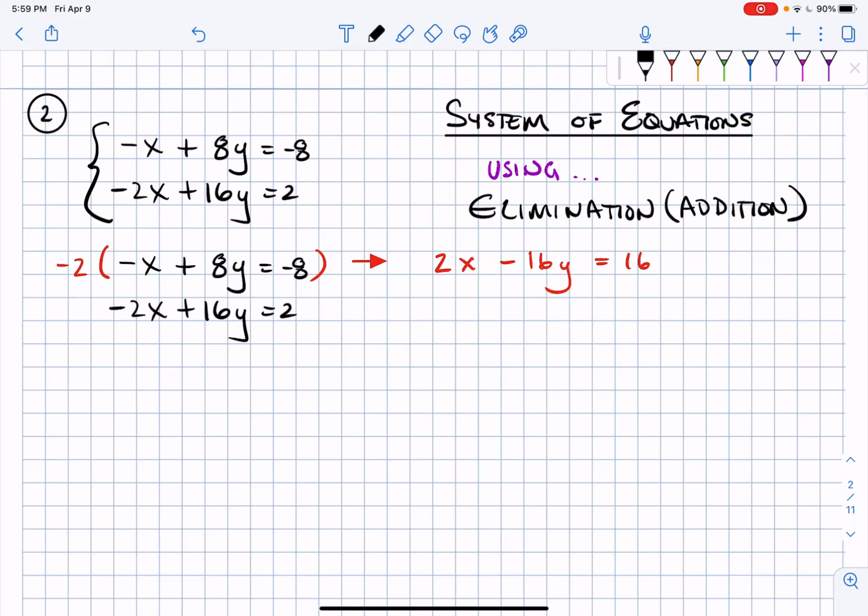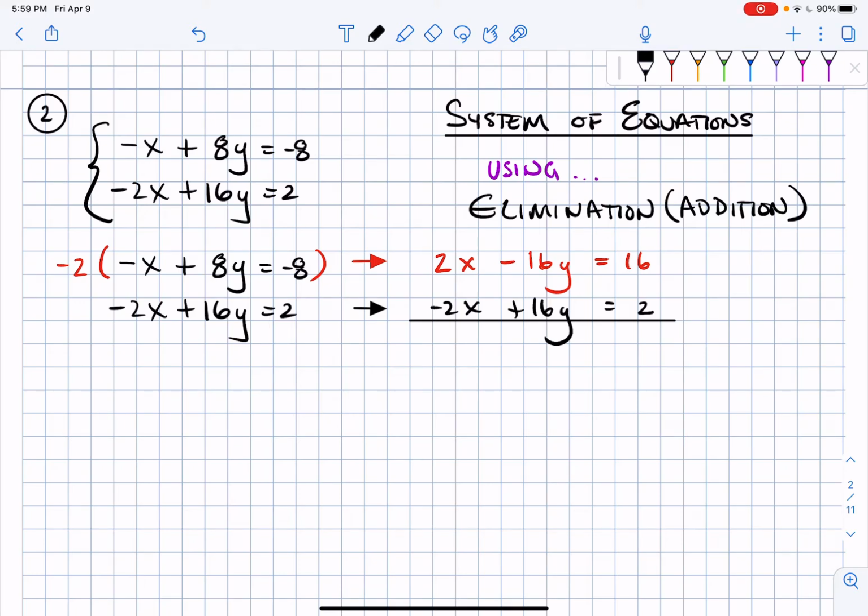And then the bottom one is as is. Oh, there you go. So that's going to be -2x plus 16y equals 2. So now I'm going to, since it's called elimination / addition method, now we get to add them.